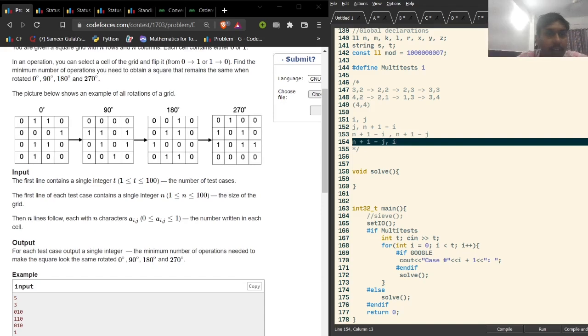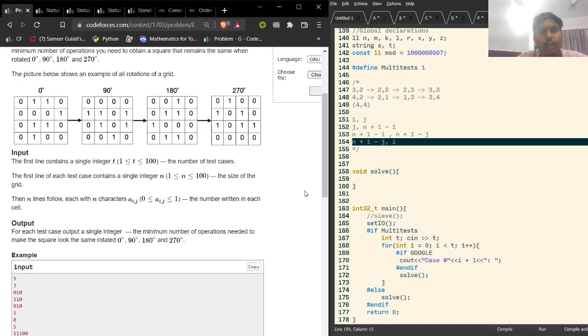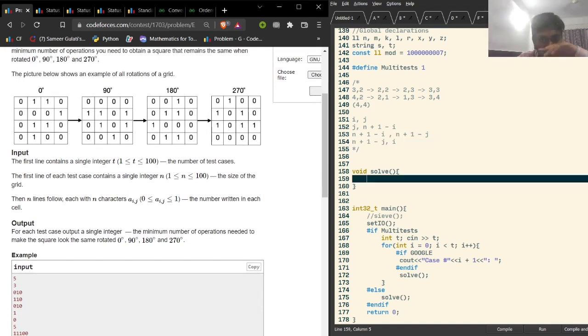Okay, it's just 100, right? The size is just 100. Probably I shouldn't have thought so much. No, it's fine, because there are 100 test cases also.